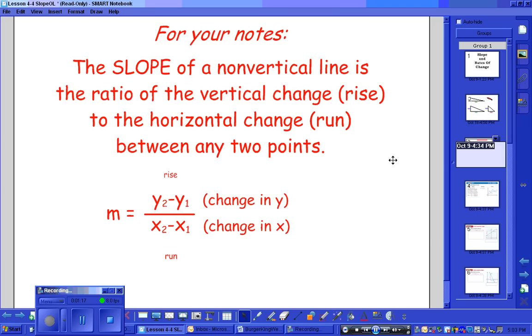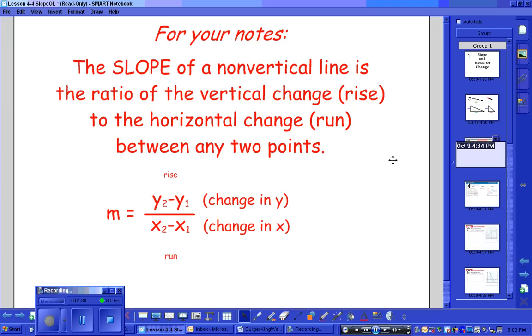For your notes, the slope of a non-vertical line is the ratio of the vertical change, which we often call the rise, to the horizontal change, which we often call the run, between any 2 points. And the formula is written: m is equal to y2 minus y1 over x2 minus x1.